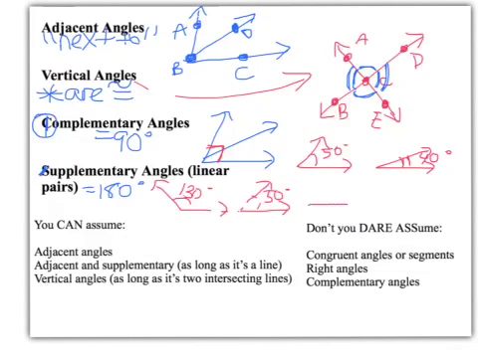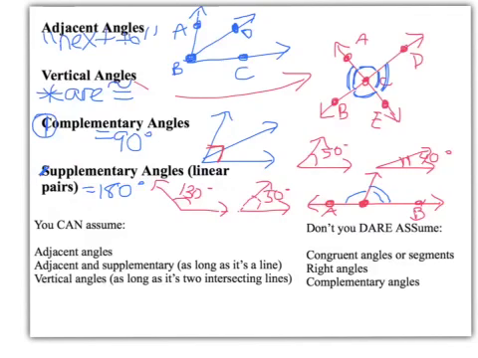A linear pair is when you have a straight line, a straight angle, and we have a ray breaking it into two separate angles. The measure of this angle plus the measure of this angle has to equal 180 degrees because it's a straight angle. They'll tell you that AB is a line, which means that it has to be a straight angle. This angle and this angle form a linear pair because they form a line when you add them together, which equals 180 degrees.